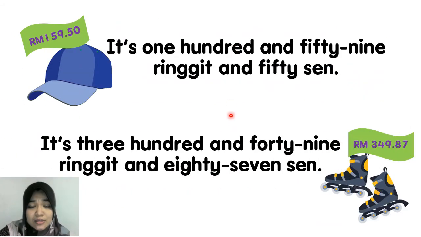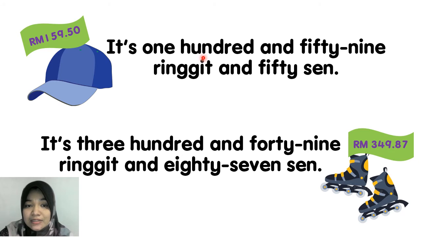Okay, as for these two examples, it involves the place of number which is 100. For example, for this cap, it's 159 ringgit and 50 cent. Yes, this is how you write it in a sentence. Macam inilah you tulis in order untuk menerangkan harga dalam bentuk ratus. So, it's 159 ringgit and 50 cent. So, you have to put "and" here.